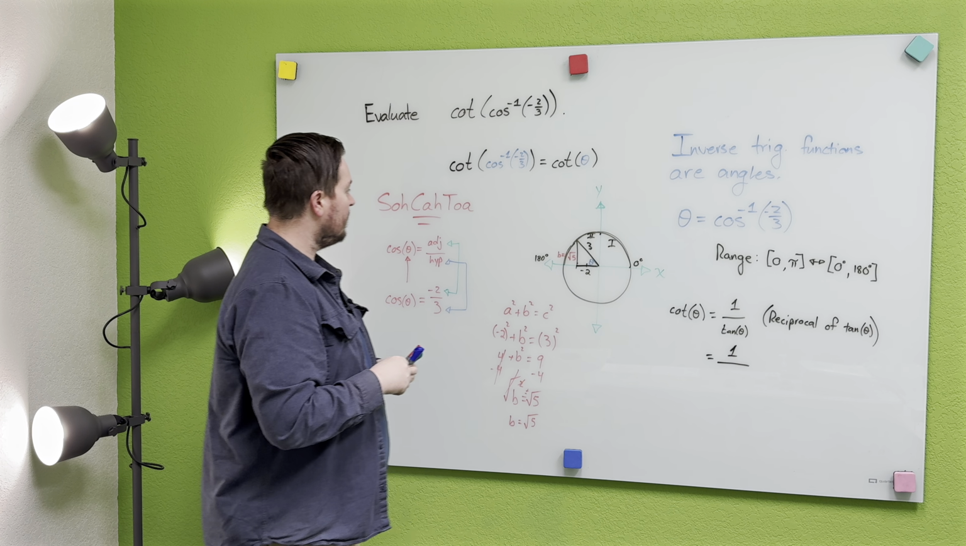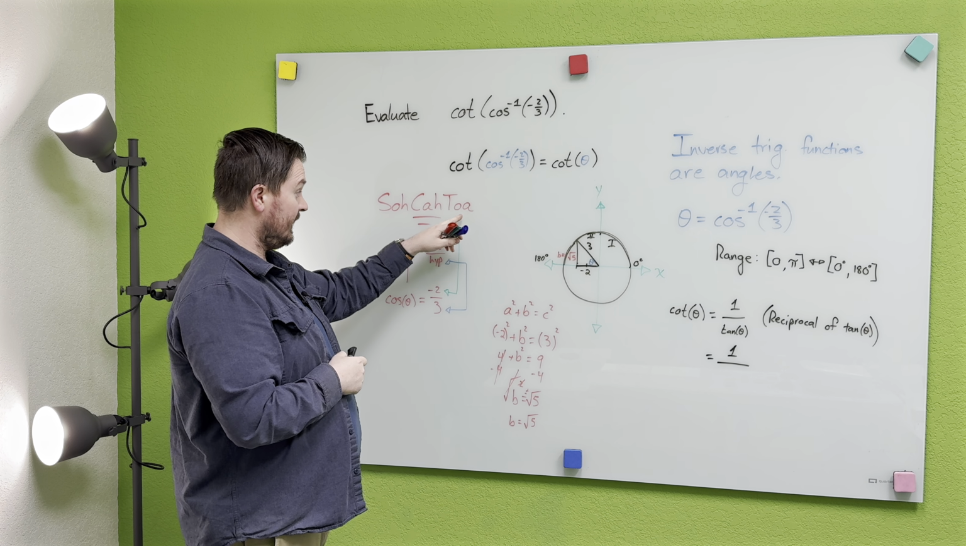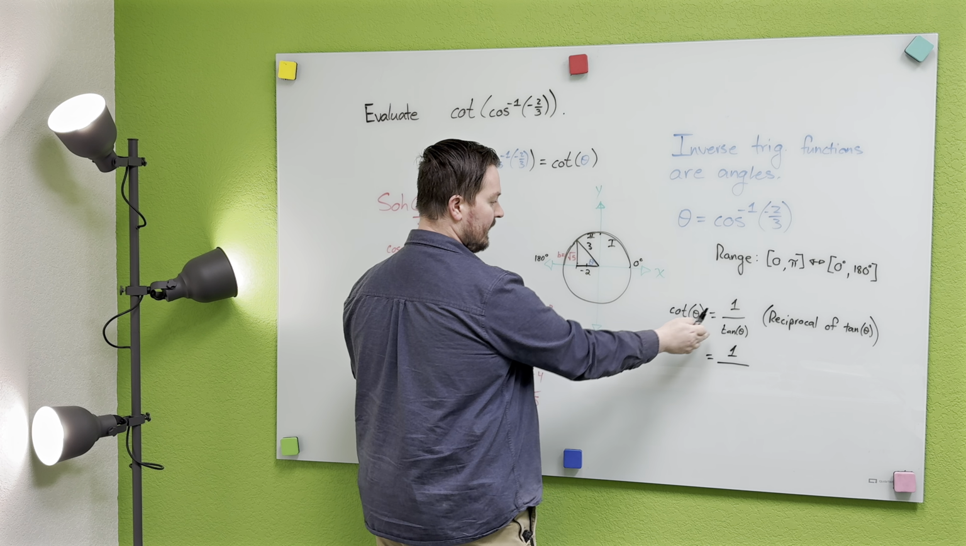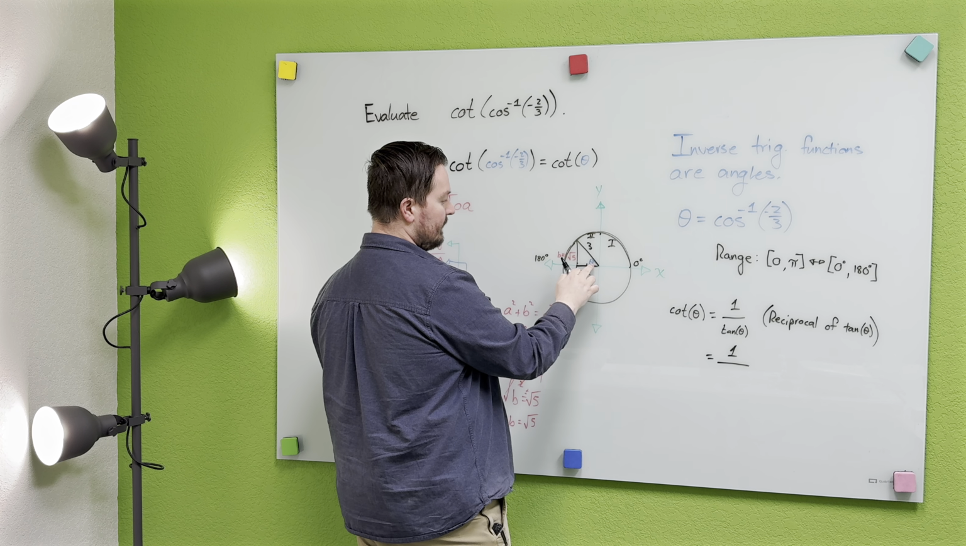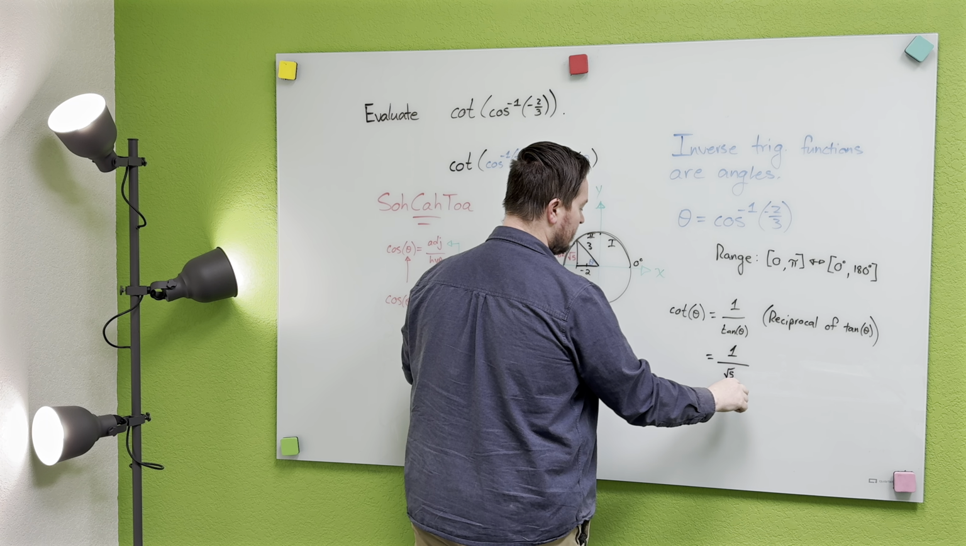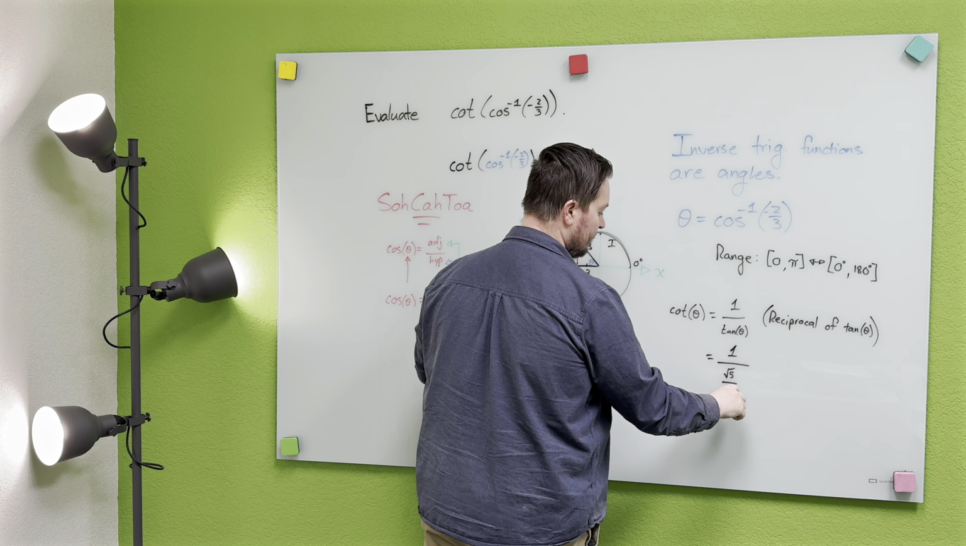Now tangent, going back to SOHCAHTOA, tangent is opposite over adjacent. So for tangent on the bottom, the opposite of the angle is square root of 5. The adjacent to the angle is -2.